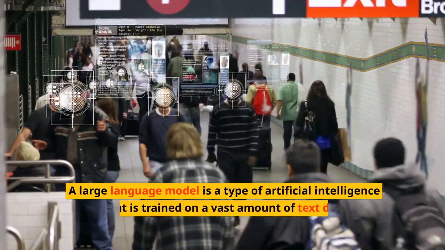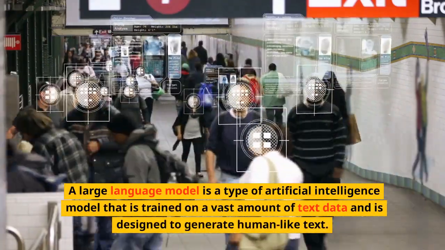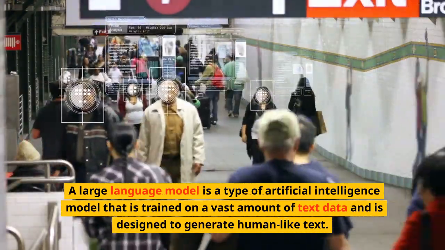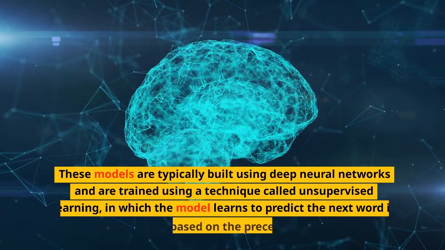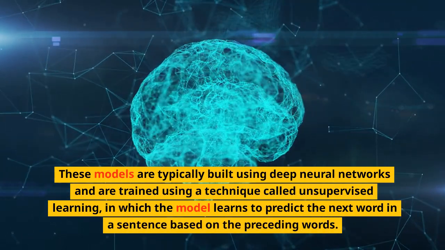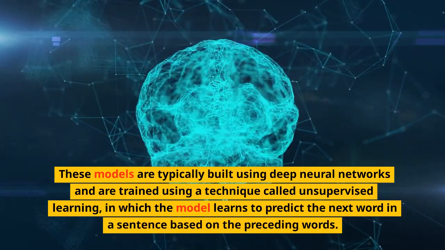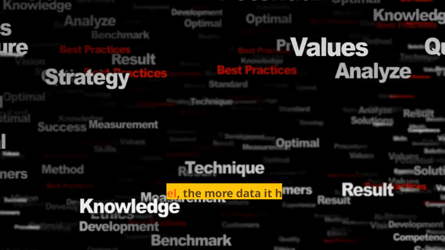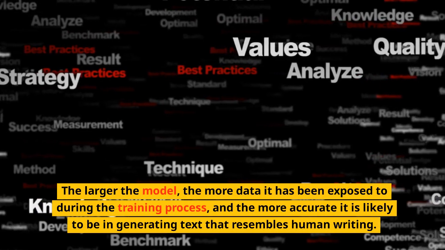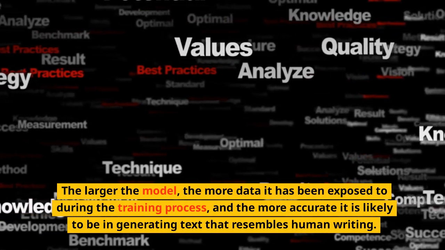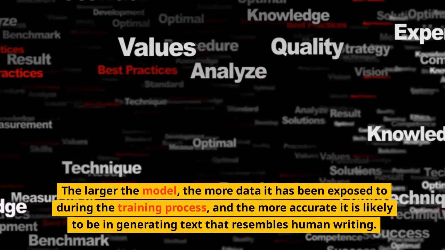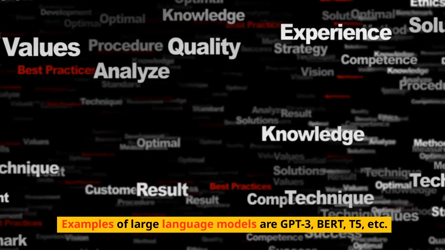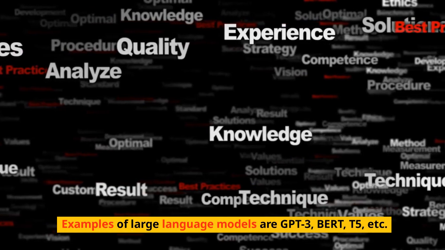What is a large language model? A large language model is a type of artificial intelligence model that is trained on a vast amount of text data and is designed to generate human-like text. These models are typically built using deep neural networks and are trained using a technique called unsupervised learning, in which the model learns to predict the next word in a sentence based on the preceding words. The larger the model, the more data it has been exposed to during the training process, and the more accurate it is likely to be in generating text that resembles human writing. Examples of large language models are GPT-3, BERT, T5, etc.